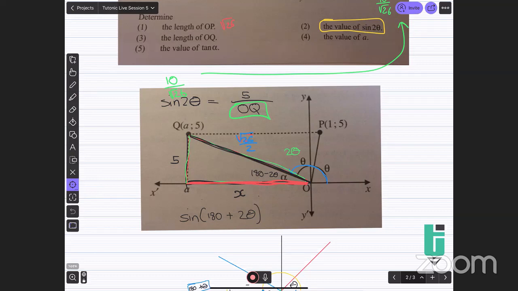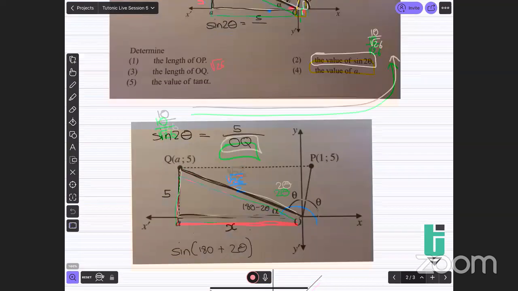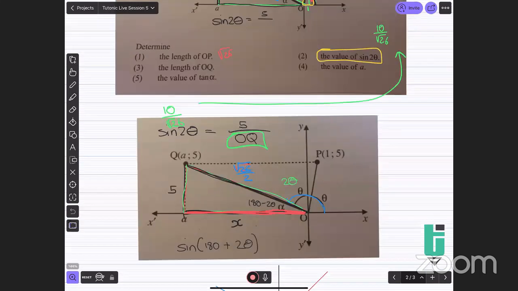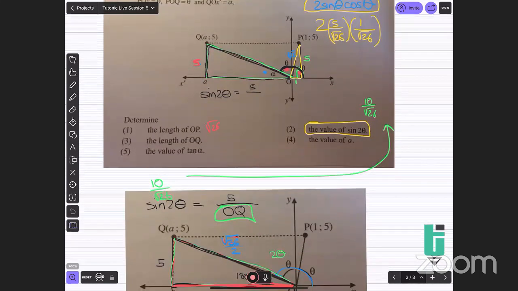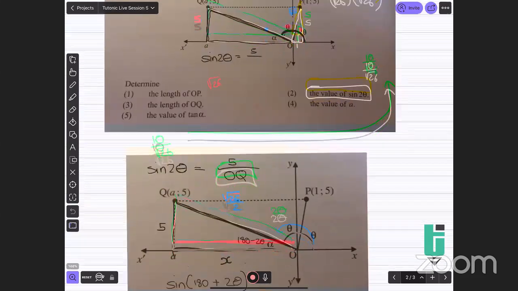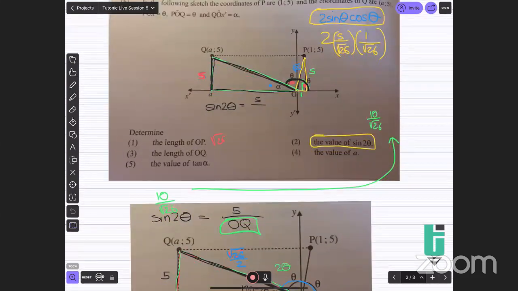It's actually 5 times 10 over root 26, which is root 26 over 2. But that's not right. It can't be right. Then that means our sine 2 theta must be wrong. If sine 2 theta is 5 over OQ, come on man, then OQ equals... the hypotenuse can't be shorter than the other side. There must be an issue here.